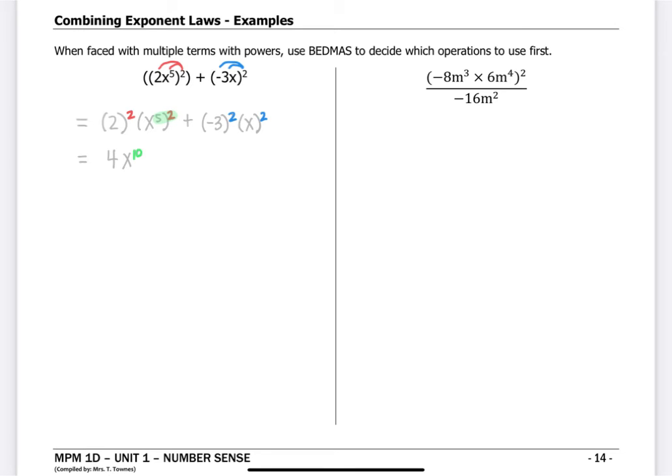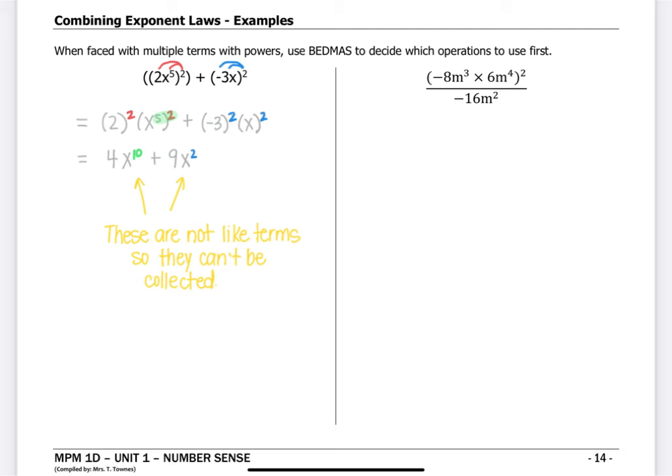That's the power of a power law at work. In the next portion, we will do negative 3 raised to the power of 2, which will give us 9, and then we'll have x to the power of 2 as well. At this point, there's nothing more that we can do with this question because these are not like terms.